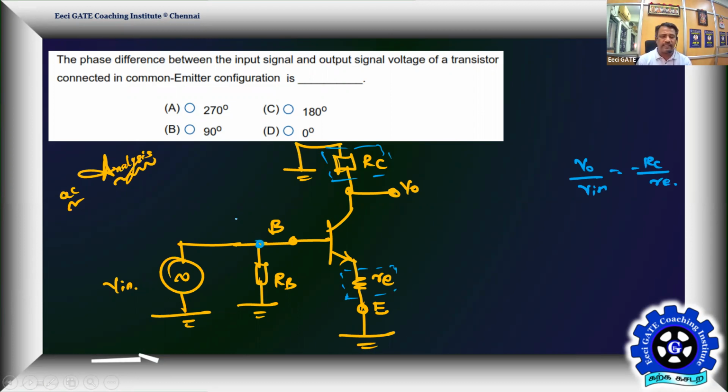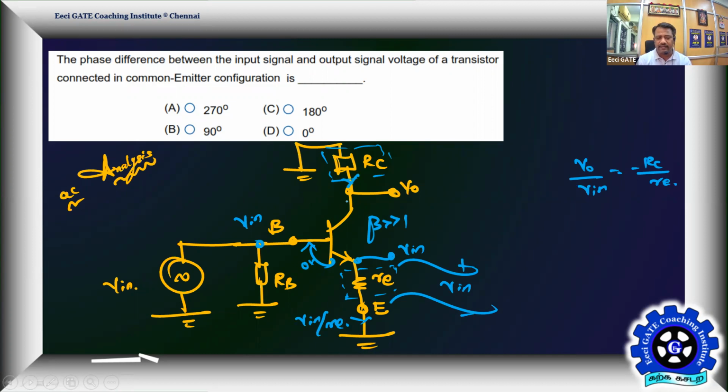So take this point, that's Vin. As per the small signal equivalent, this potential difference is 0. Therefore, this point potential is also going to be Vin, and that is going to be the voltage across small re, and that is going to make the emitter current Vin by small re. And by default, we assume beta very, very greater than 1. The same current is reflected in the collector. IC and IE will be equal when beta is large. Then you will end up with Vin by small re.